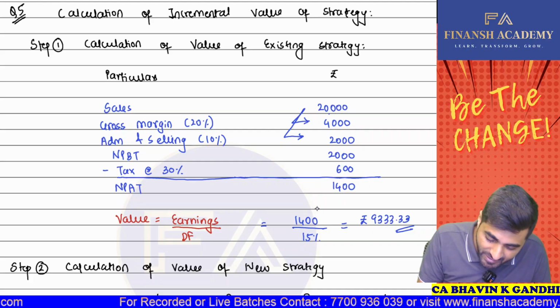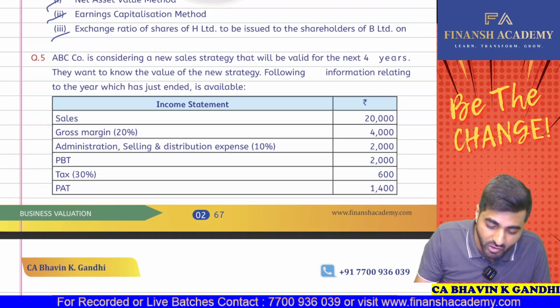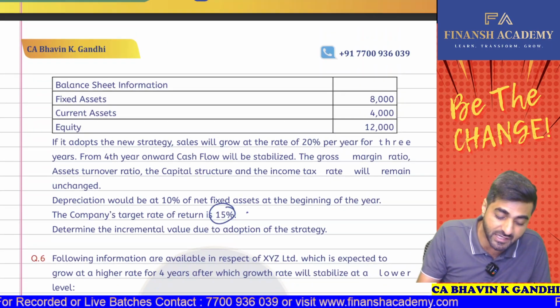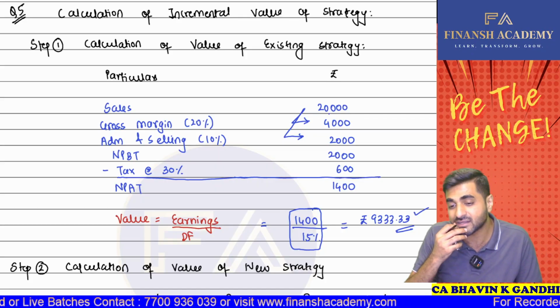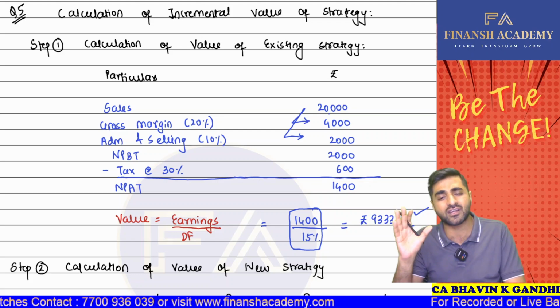Now this NPAT, my dear students, we have to capitalize it at the rate of 15%, because that is the discounting factor which they have told you, that the company's target rate is 15%. So based on this, my dear students, we will be getting the value which is 9,333.33. That is the existing value of the strategy.